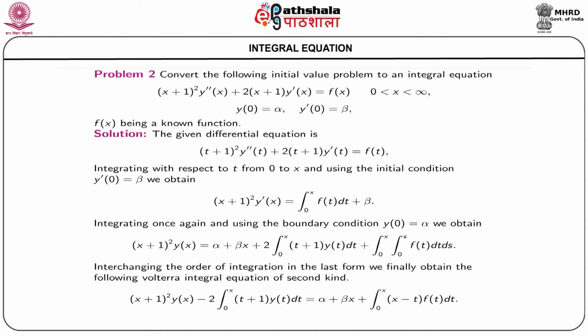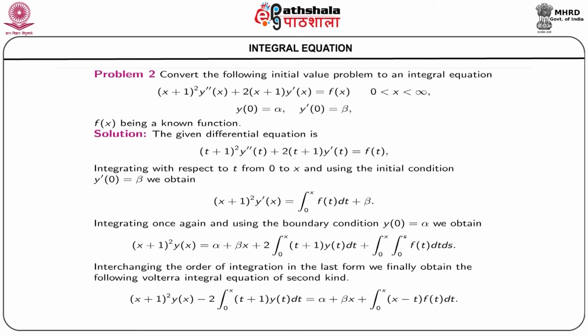Again integrating this equation and using the first initial condition y at x equal to 0 equal to alpha, we obtain y x in the form x plus 1 whole square y x equal to alpha plus beta x plus 2 times integral 0 to x t plus 1 y t dt plus double integral 0 to x and 0 to s f t dt ds.